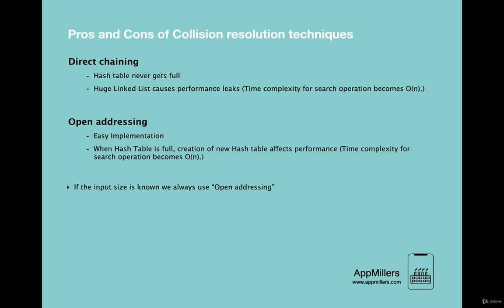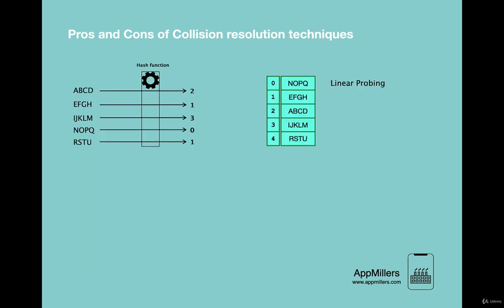Now you might be interested, is there any situation where we can use direct chaining? If the deletion operation is very frequent, then we should use direct chaining. Because when we use open addressing, after frequent deletions, many empty cells cause performance leaks for the search operation, and this is not space efficient either. So let's look at this very carefully.